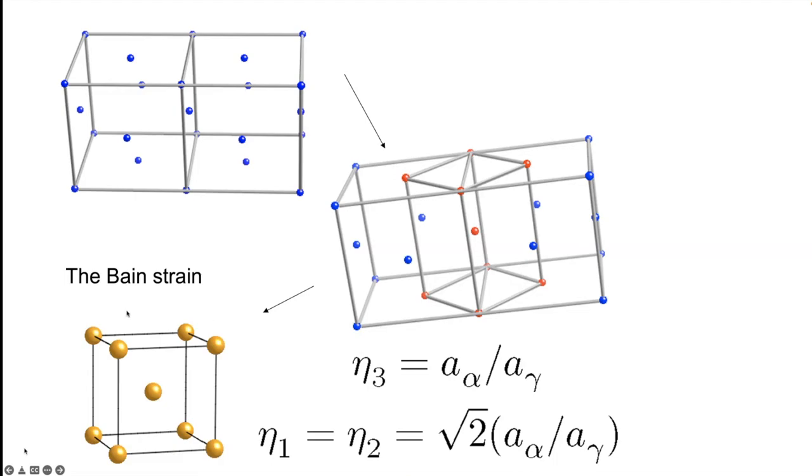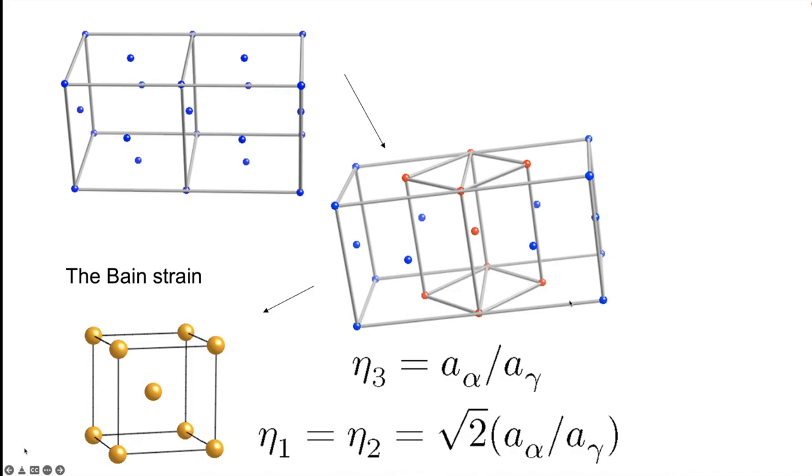And this deformation was identified by Bain back in 1924, and it's known as the Bain strain, a homogeneous deformation which involves a compression along the vertical axis here by the ratio of the lattice parameters and an expansion along the other two axes along here.